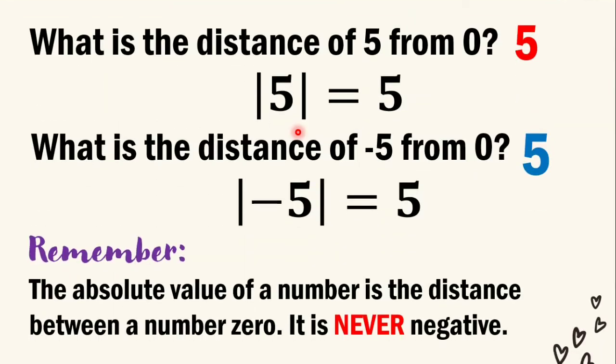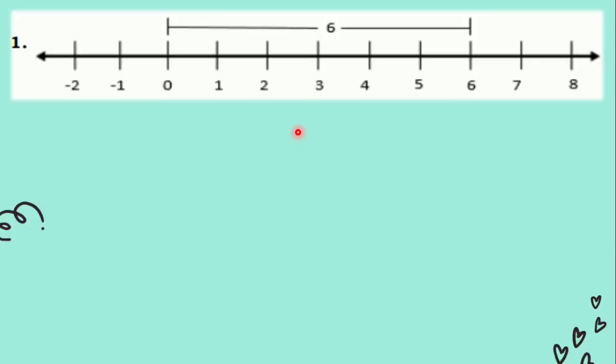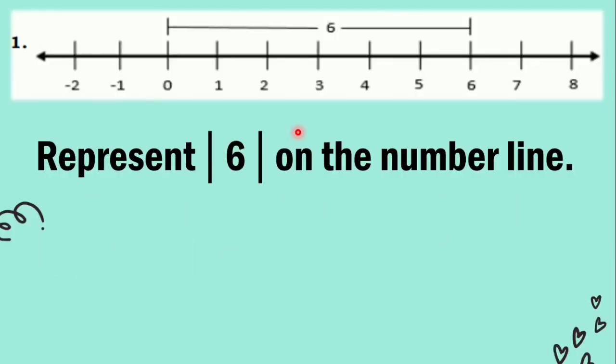Remember that the absolute value of a number is the distance between a number and 0. It is never negative. So we will always have a positive answer. Next, this number line represents the absolute value of positive 6. So let's check. How far is positive 6 from 0?